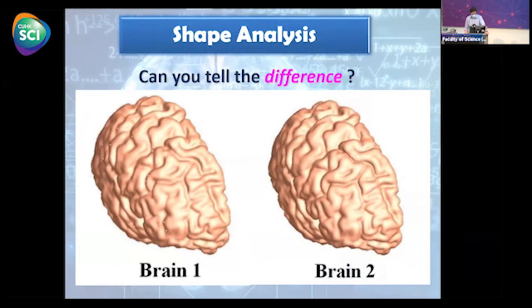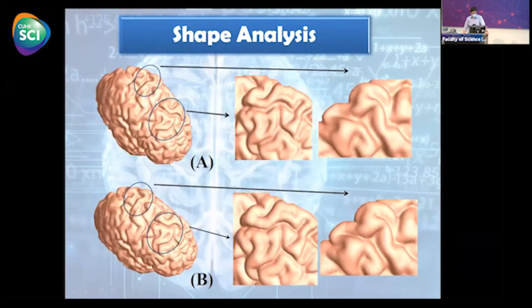Okay, so if you try to zoom in, this is the zoom in of this part at time zero, and then the zoom in of the same part after some time. I hope you can see some kind of gyri thickening occur on the human brain. What I want to point out is that if you just use human eyes to look at the shape changes, it's very challenging. So what we want to do is to develop some mathematical models.